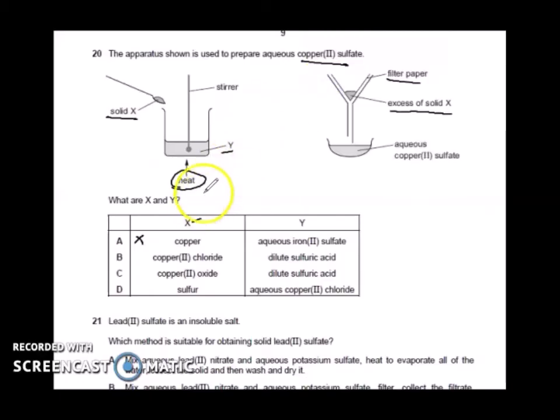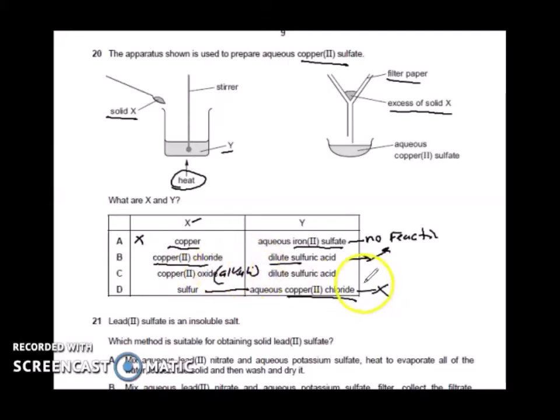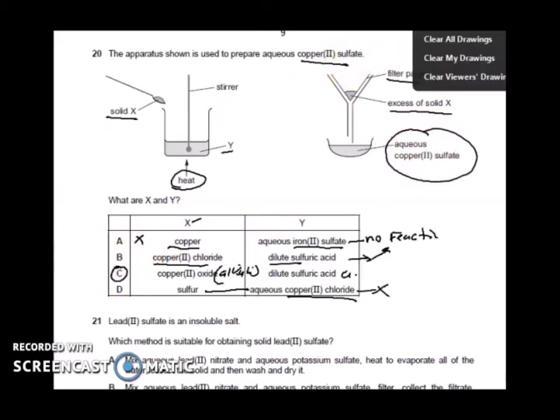So your best choice of answer: if you have copper and iron sulfate, there is no reaction here. When you have a salt and an acid, obviously it's no reaction too. And if you have a sulfur and a salt, obviously it's no reaction. When you have copper oxide, this one will act like an alkali. Alkali and acid, yes, you have this reaction, and it will produce copper(II) sulfate. So your answer is C here. Okay, let us scroll further down.